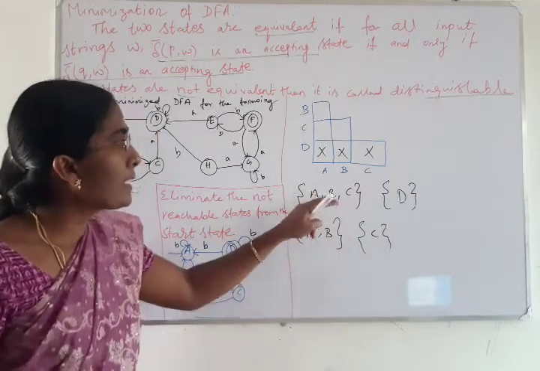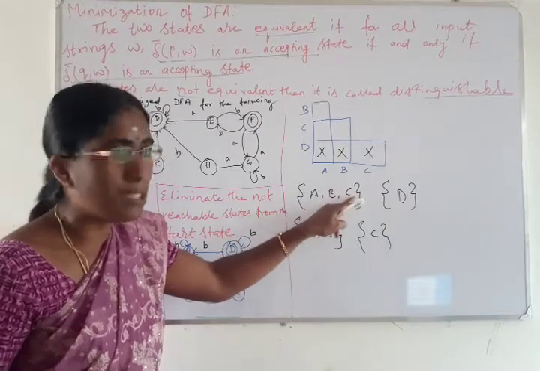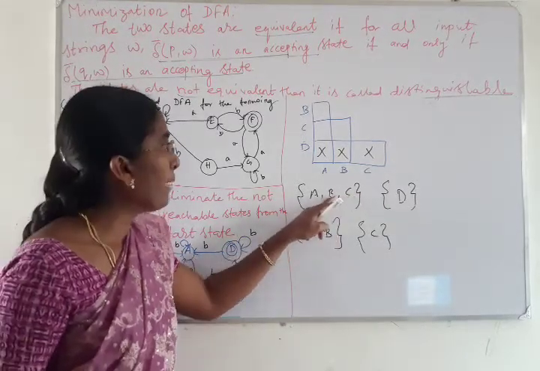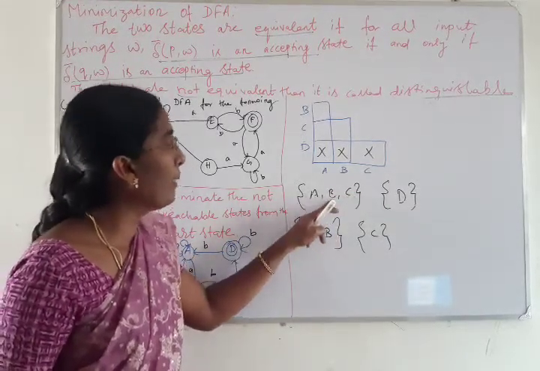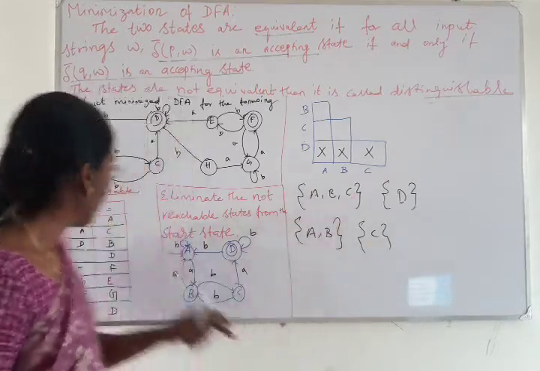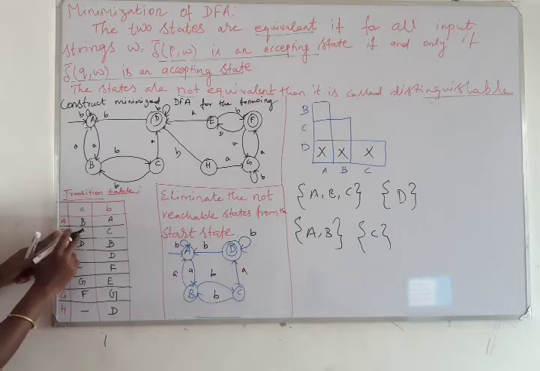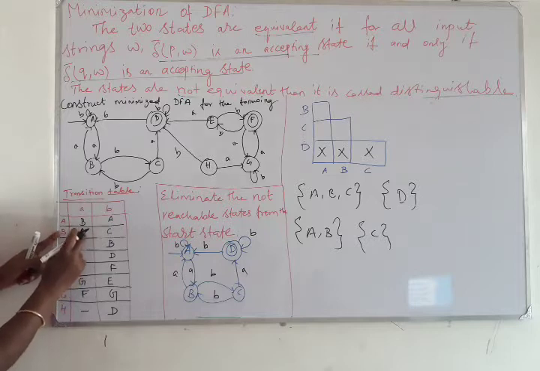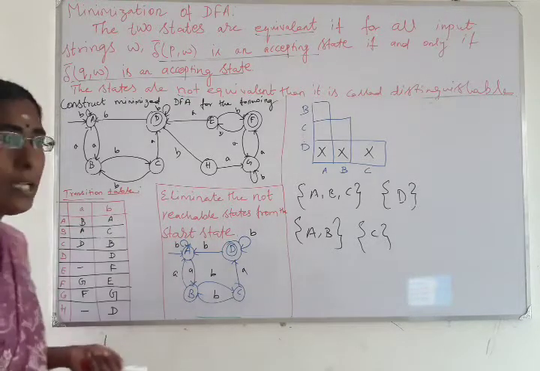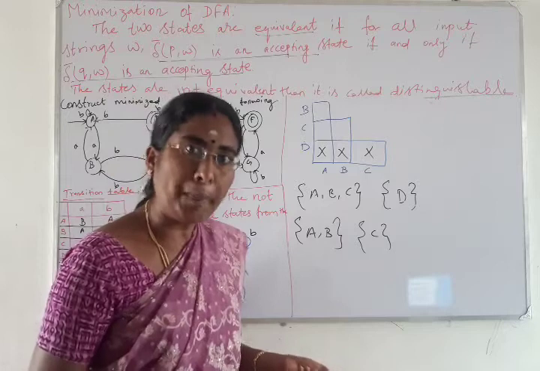Next thing is, compare the state B with C. Already we compared B with A. Next we have to compare the states B and C. See here, B and C. What is B comma A? That is to the state A. And C comma A is to the state D. D is a final state but A is a non-final state. So B and C are also a distinguishable pair of states.